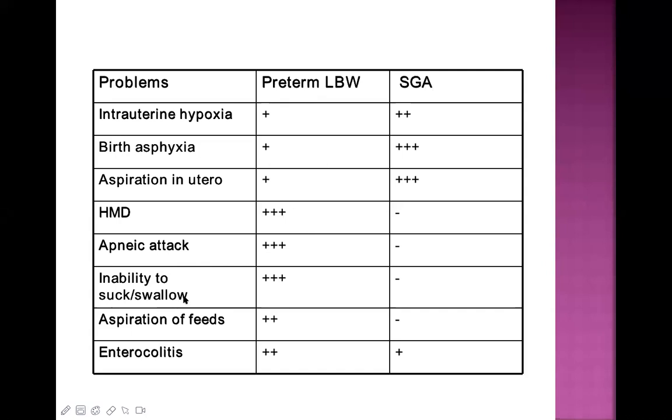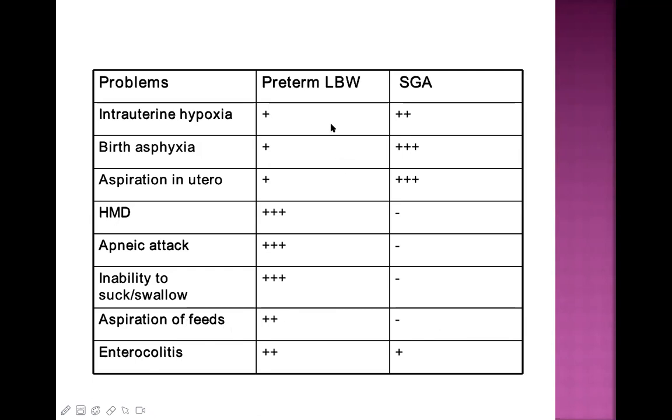Inability to suck and swallow is, of course, in preterm babies, especially if they are born very premature, not like 36 weeks or 35 weeks. If they are born before 32 weeks, then that can be a possibility. During feeding, aspiration commonly occurs in preterm babies because they don't develop the swallowing reflex. Without the swallowing reflex, they cannot swallow the milk, so aspiration is quite frequent. Whereas SGA or IUGR babies don't have that typical problem.